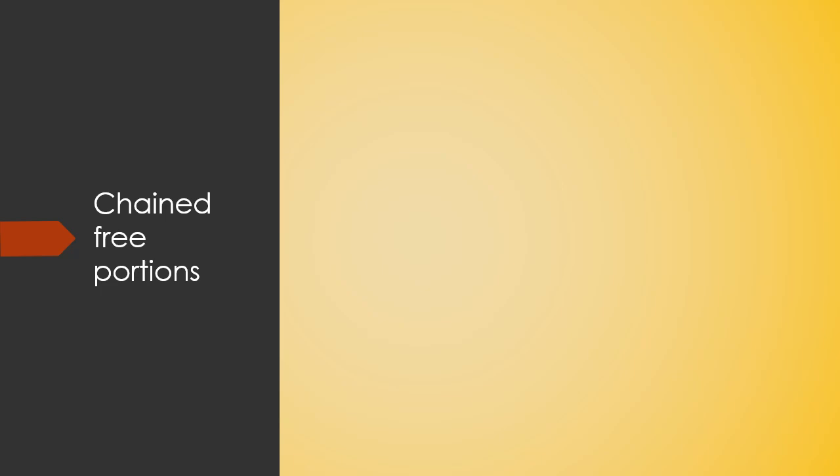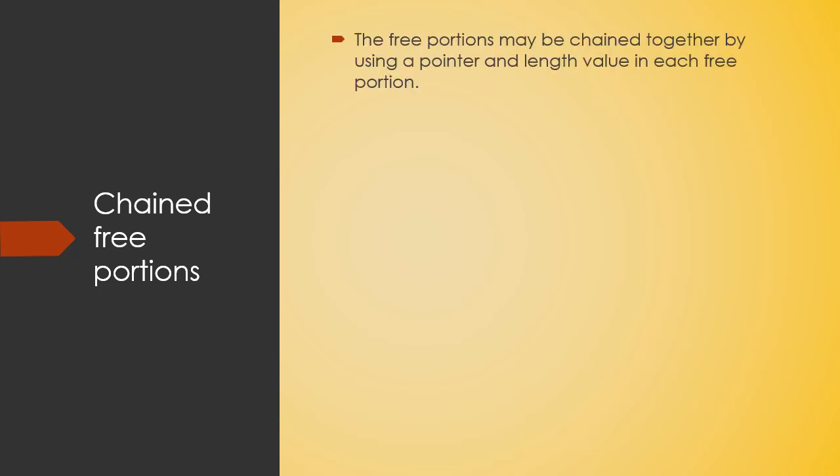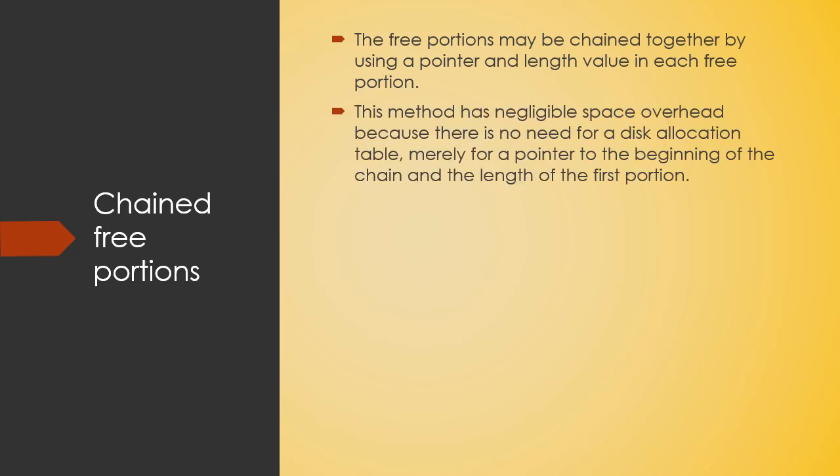Chained free portions. The free portions may be chained together by using a pointer and a length value in each free portion. This method has negligible space overhead because there is no need for a disk allocation table, merely for a pointer to the beginning of the chain and the length of the first portion. This method is suited to all of the file allocation methods.